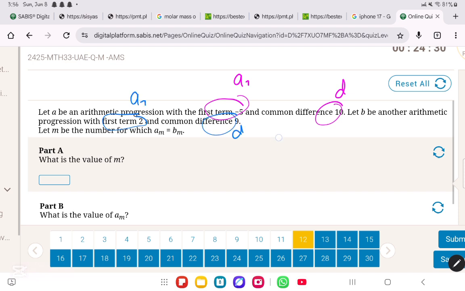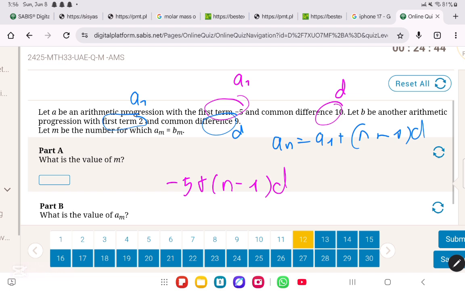So what is the equation? a_n is equal to a_1 plus n minus 1 times d. Okay, so substitute for both of them. It's going to be minus 5 plus n minus 1 times d. For the other one, it's going to be 2 plus n minus 1 times 9. And by the way, here I meant to put 10, not d.